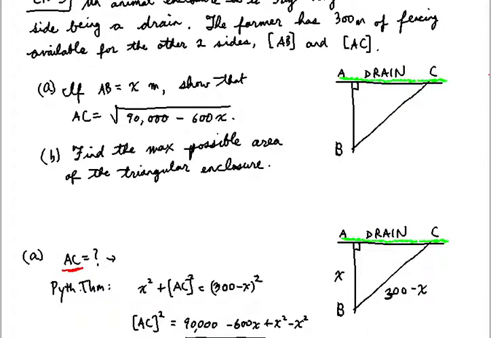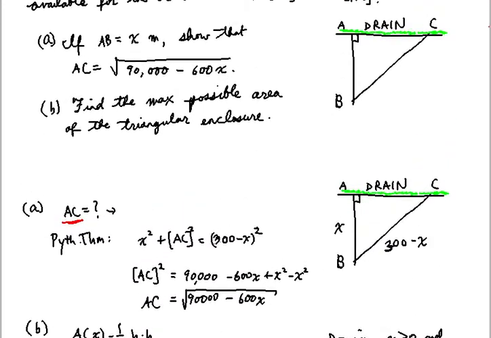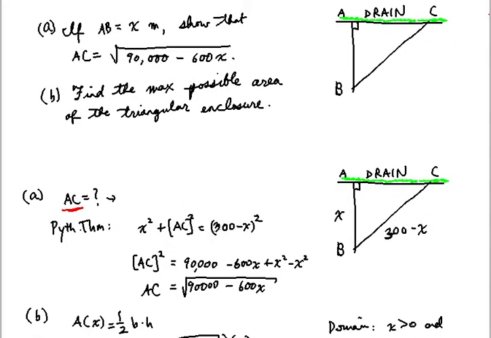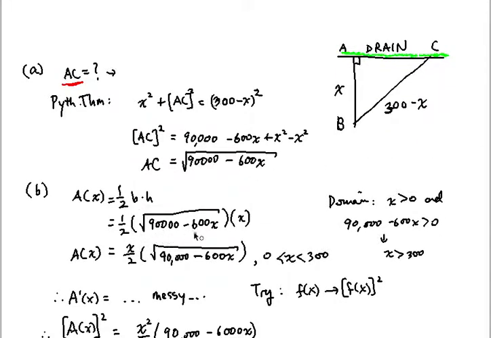Now, find the maximum possible area of the triangular enclosure. So I'm probably going to need to find the area formula first. Since it's a right triangle, it's just going to be A equals half base times height, where the base is going to be probably AC or x, and the height would be the other. It would either be x or AC. Once I find my expression, remember, we want to start thinking about the domain to make our life a little bit easier later on when we're solving.